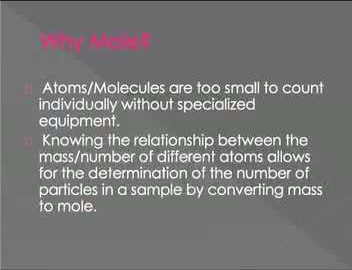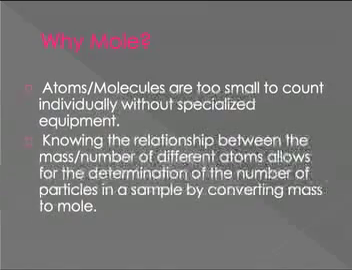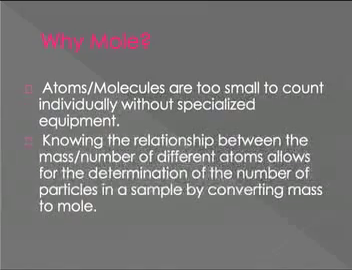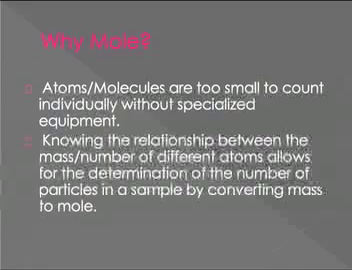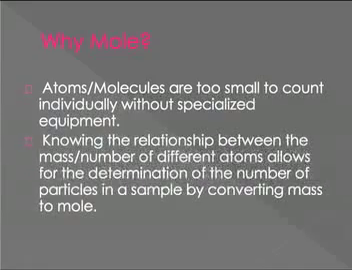Atoms and molecules are just too small to count individually without specialized equipment like a mass spectrometer or an extremely high definition microscope. But even for that, there's really no way to see that. Knowing the relationship between mass and the number of different atoms can allow for the determination of the number of particles in a sample by converting mass to mole. And that conversion can be done in a number of ways, and that's what we're going to be talking about today.